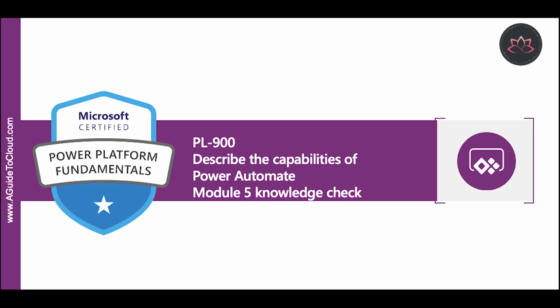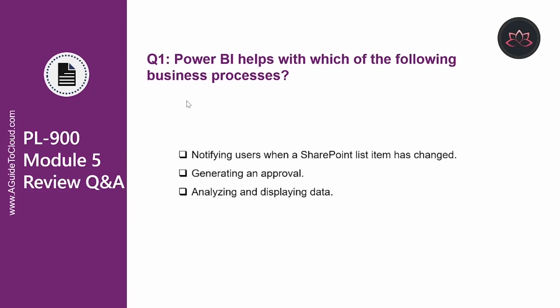In this section, we are going to go through Module 5 Knowledge Check. Module 5 is about describing the capabilities of Power Automate. Let's look at question number 1. Power BI helps with which of the following business processes? Is it notifying users when a SharePoint list item has changed? No. Is it for generating an approval? Definitely not. So the correct answer is analyzing and displaying data.